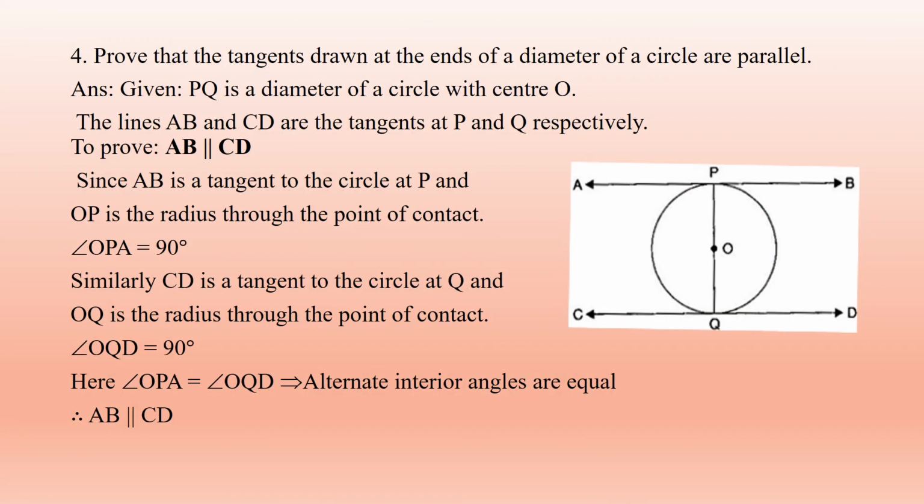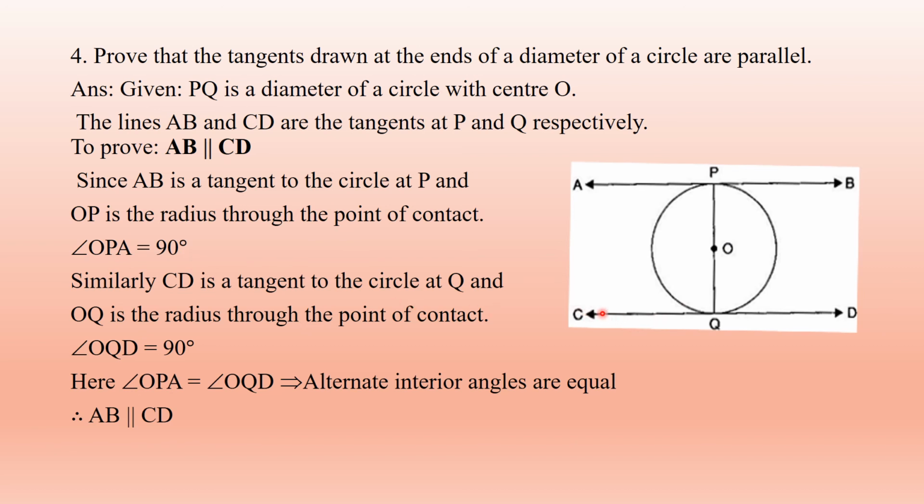Question number 4. Prove that the tangents drawn at the ends of a diameter of a circle are parallel. We are given a circle with center O and PQ is the diameter of the circle. The lines AB and CD are the two tangents at the point P and Q respectively. Required to prove the tangents are parallel, that is AB parallel to CD. Since AB is a tangent to the circle at the point P and OP is radius through the point of contact, we can write angle OPA is equal to 90 degrees.